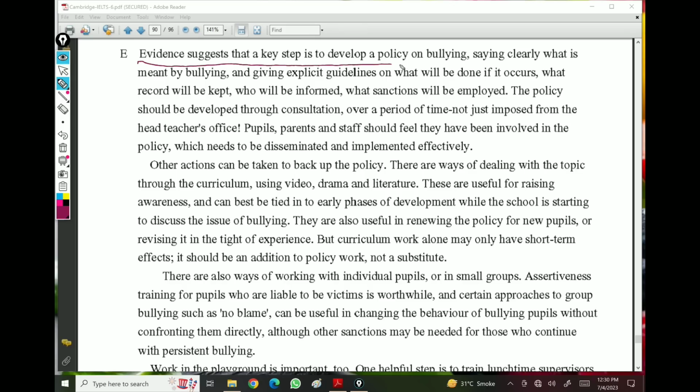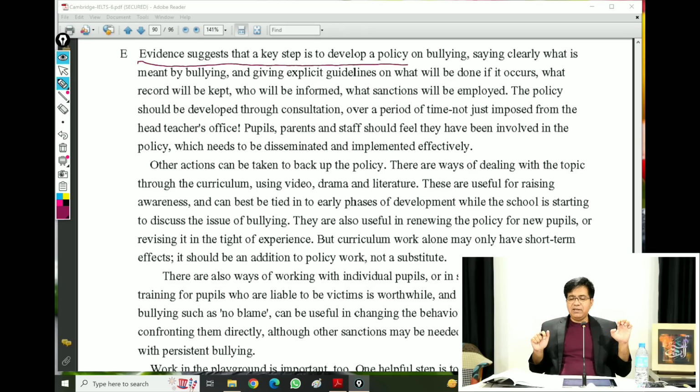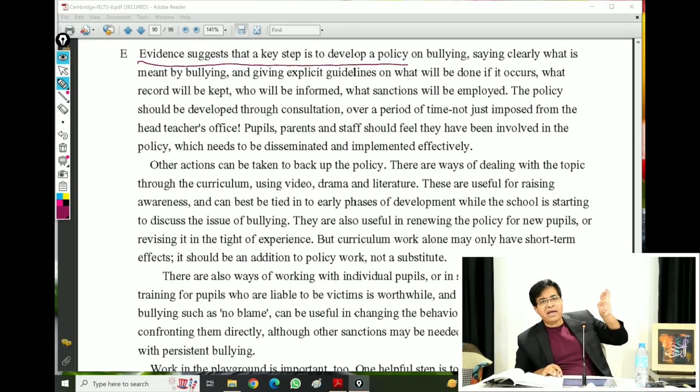Step. Paragraph E. Absolutely. That's right. Well done. Come to paragraph E. Can you see? Evidence suggests that a key step is. What does it mean? It means all the answers will be found in this paragraph or this paragraph onwards. Is it easy now? Yeah, all the answers will be found.